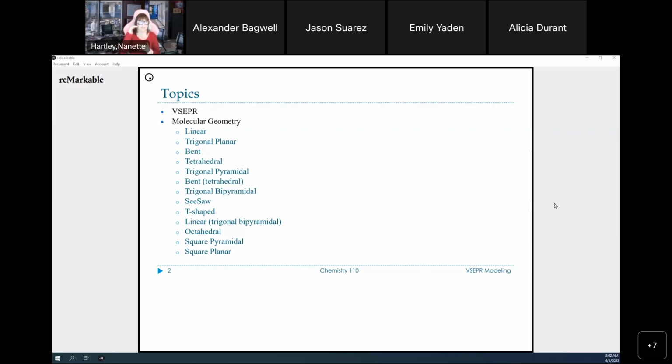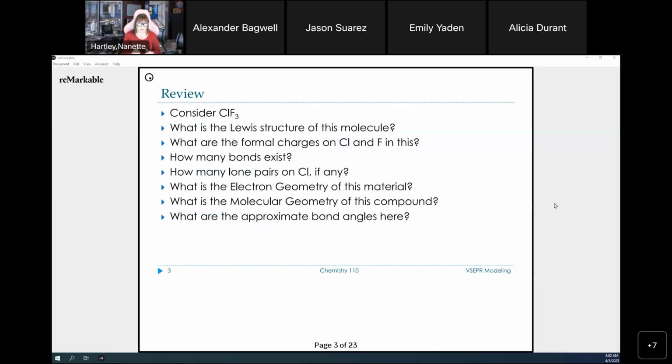There you'll see the list of molecular geometries that we're going to talk about. It looks intimidating. I understand that, but I don't think it's as bad as it actually looks. We'll talk about why I think that in a little bit. But that's what we're going to be talking about today. But first, we need to go back a little bit and talk about what we did in the Lewis structures. So let's talk about the molecule ClF3.